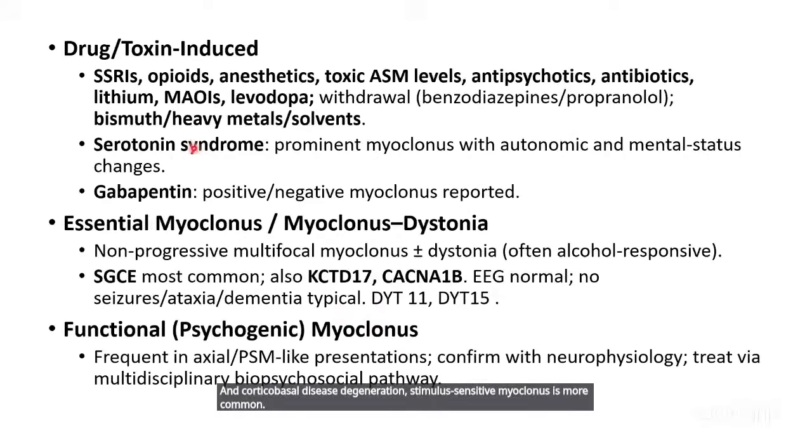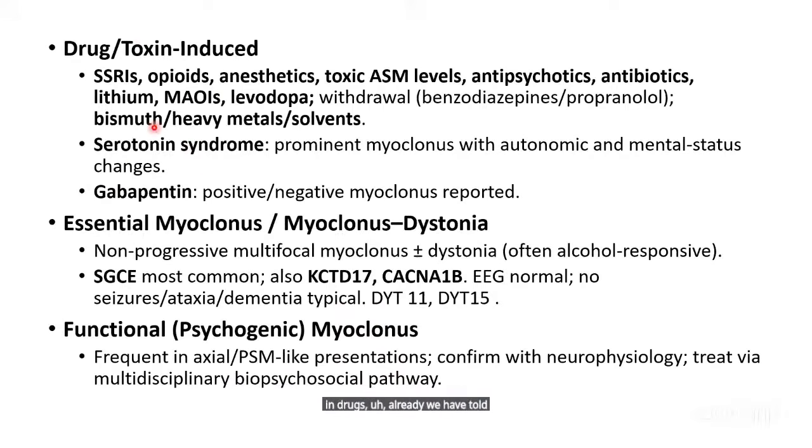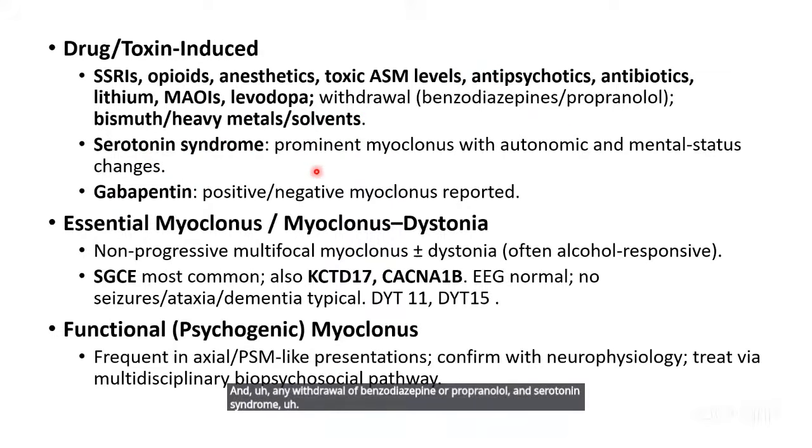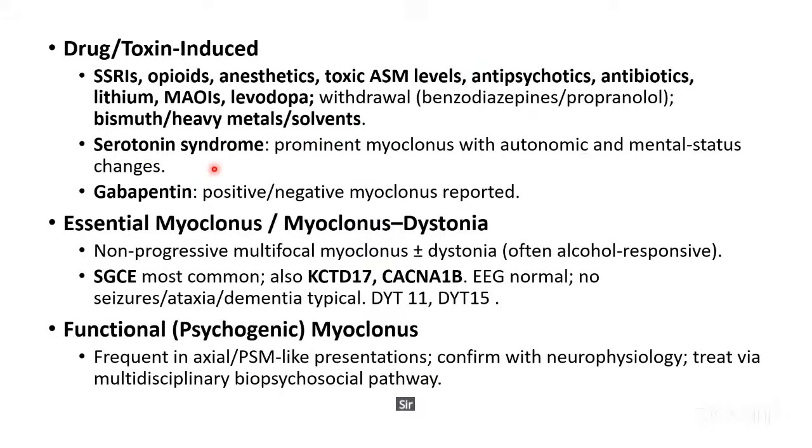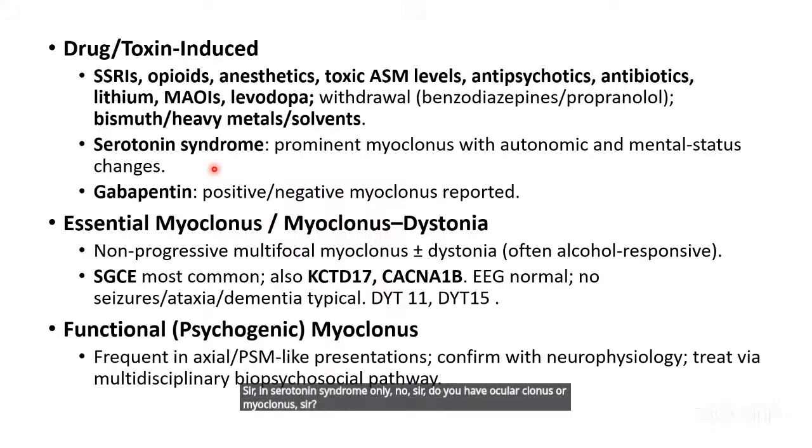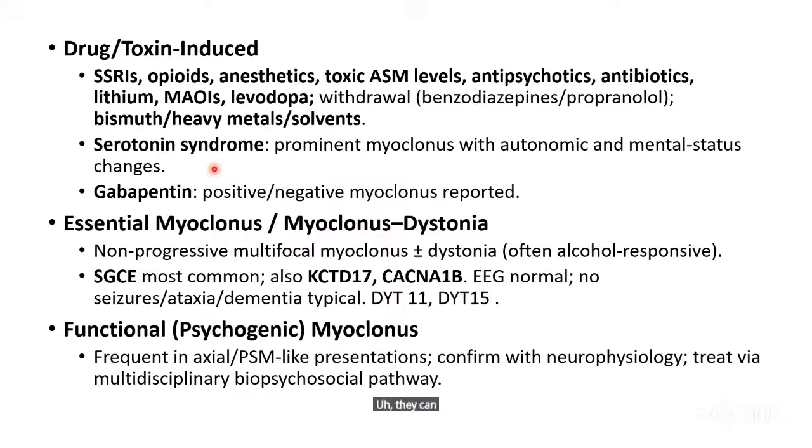In drugs, as we have already told, like SSRIs, opioids, anesthetics, and withdrawal of benzodiazepine or propranolol, and serotonin syndrome. Serotonin syndrome can have ocular clonus or myoclonus, sir. They can have ocular clonus, yes. And gabapentin can cause positive or negative myoclonus.